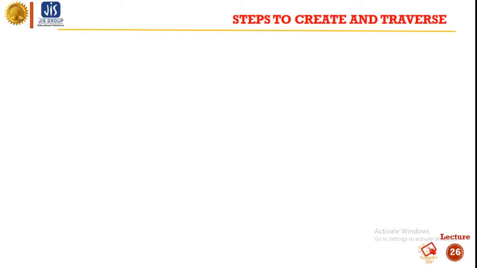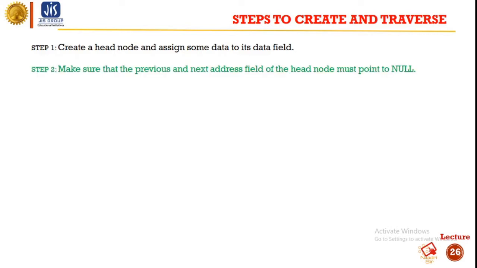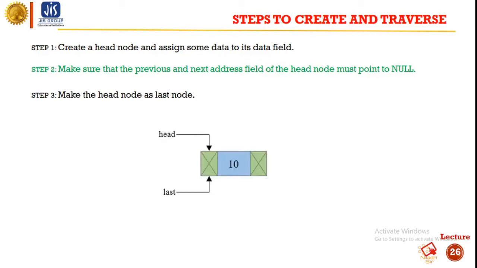So what are the steps to create and traverse? Step 1. Create a head node and assign some data to its data field. Step 2. Make sure that the previous and next address fields of the head node point to null. Step 3. Make the head node the last node. As you can see, at first these are all null. After that we will create another node and connect these nodes to each other.